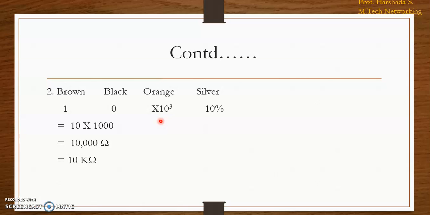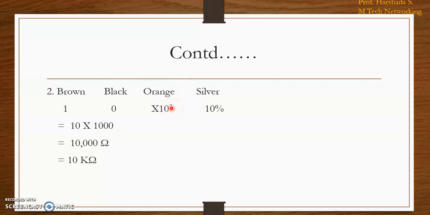So that's why the multiplier is what? Multiply 10 raised to 3, and silver content tolerance 10%. Now we solve this: we combine these two digits, so here it is 10. Again, 10 raised to 3 means what? 1000. So here I write 1000.